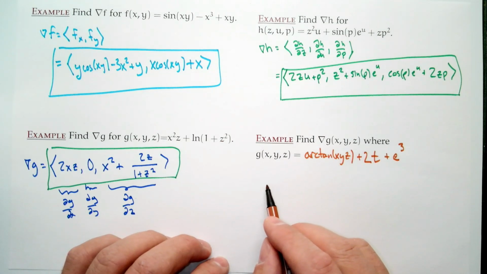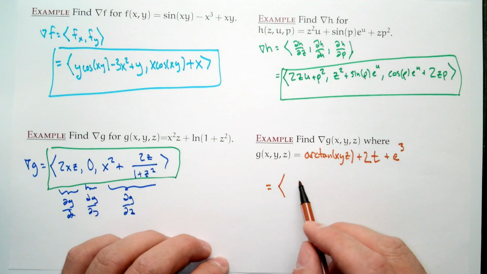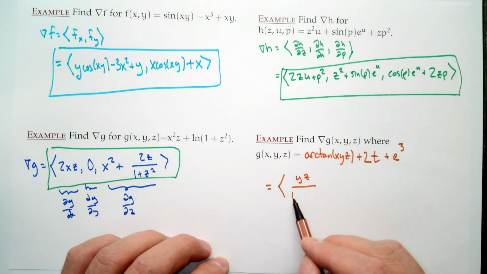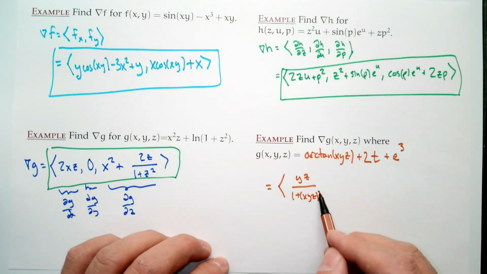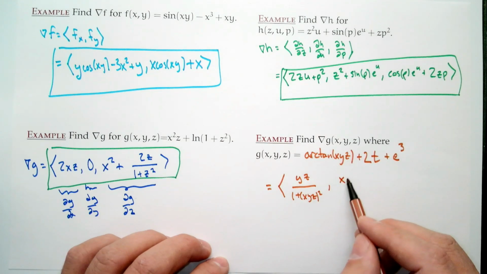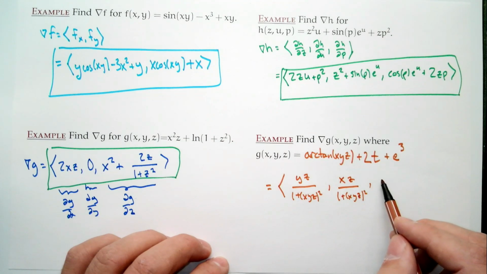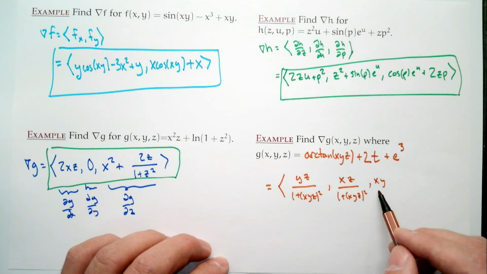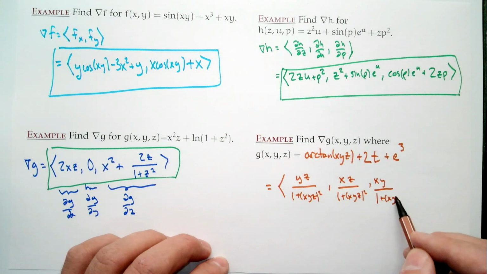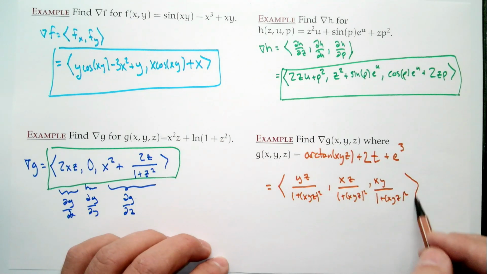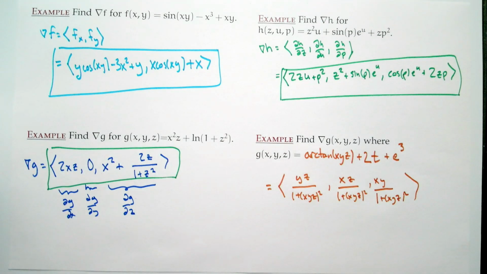Okay, all right. So in this case, those are all going to be straightforward. You're going to get yz over 1 plus xyz squared, and then comma, you're going to get xz over 1 plus xyz squared, and then you're going to get xy over 1 plus xyz squared. All right. Well, I mean, it's true. Okay, good. Now, we have a gradient, and we want to start asking some other questions, and we'll come back to the gradient in a little bit.